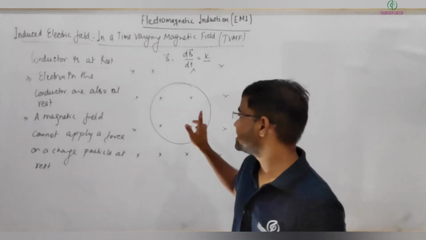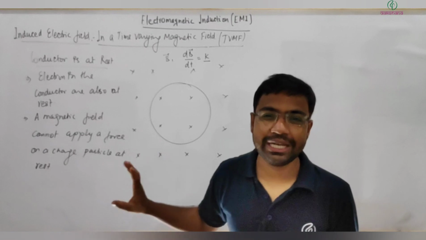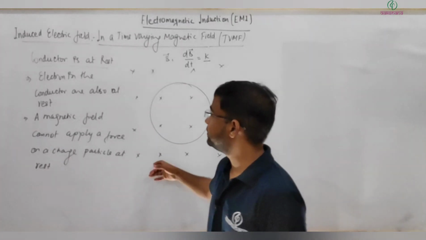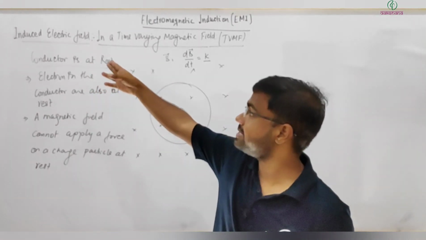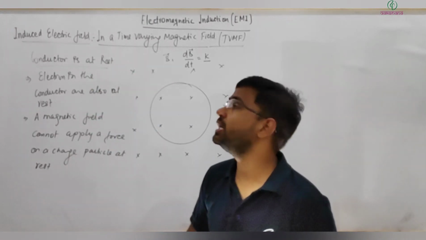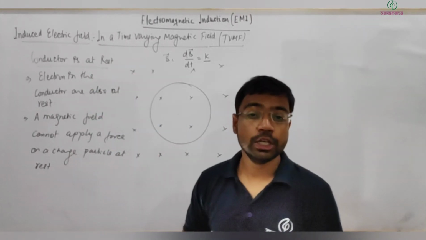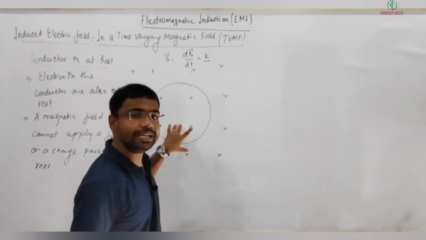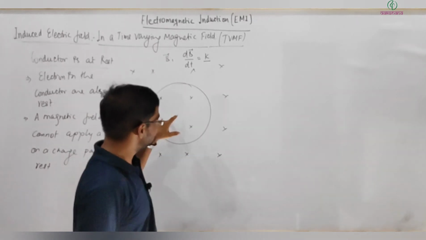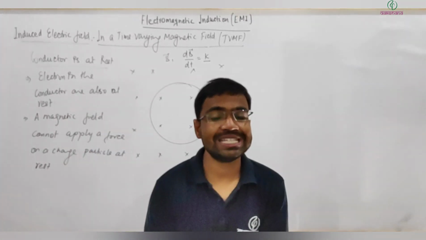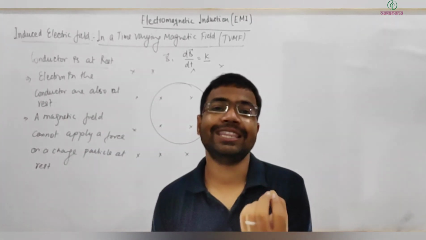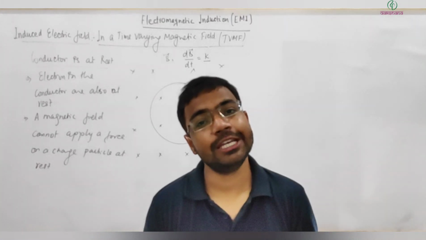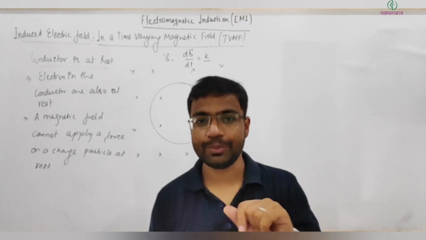So something else should be there that results in the flow of electrons, and there we saw the concept of an induced electric field in a time varying magnetic field. In this situation, when a time varying magnetic field is present, it induces some electric field, and that pushes those electrons, and because of that EMF is generated. I hope you are understanding.